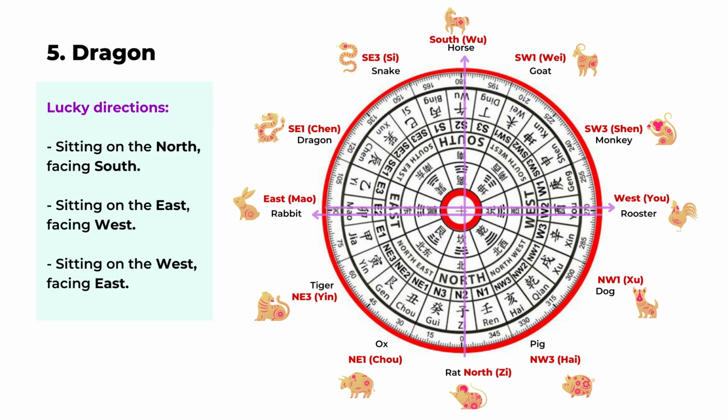For the lucky directions, you can see the chart. Either facing east or west are the lucky directions for dragon. Another one is sitting on the north side and facing south. So that's the 3 lucky directions for dragon.